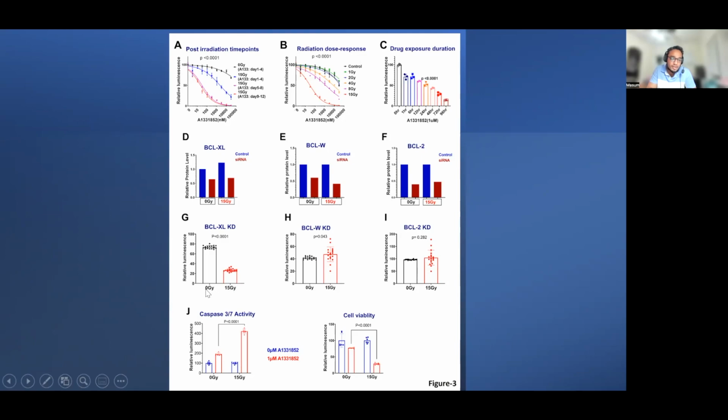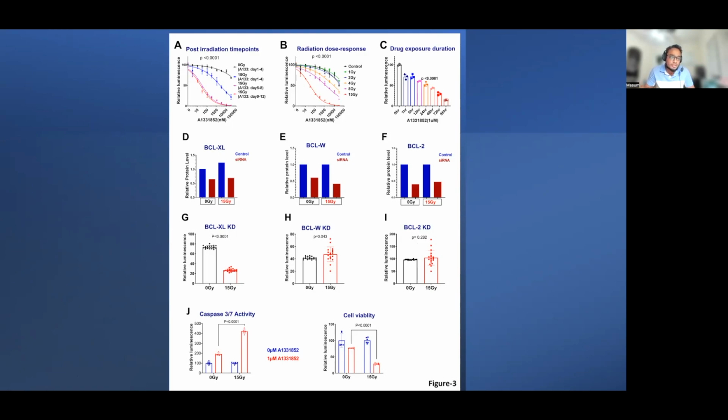So this is 15 gray, this is 0 gray, and the y-axis indicates the survival. So what we did is BCL-XL knockdown here. With BCL-XL knockdown, the 15 gray cells almost died. And with this knockdown, the proliferating 0 gray radiated cells did not die. If we compare with the BCL-W knockdown, there is no difference between these two groups. If we look at BCL-2 knockdown, there is no difference between the proliferating GBM versus radiated senescent GBM.